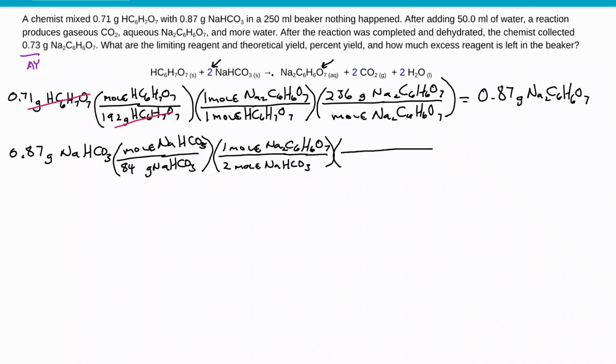So that can be a little faster, 236 grams Na2C6H6O7. Let's put the unit below. No shortcuts.